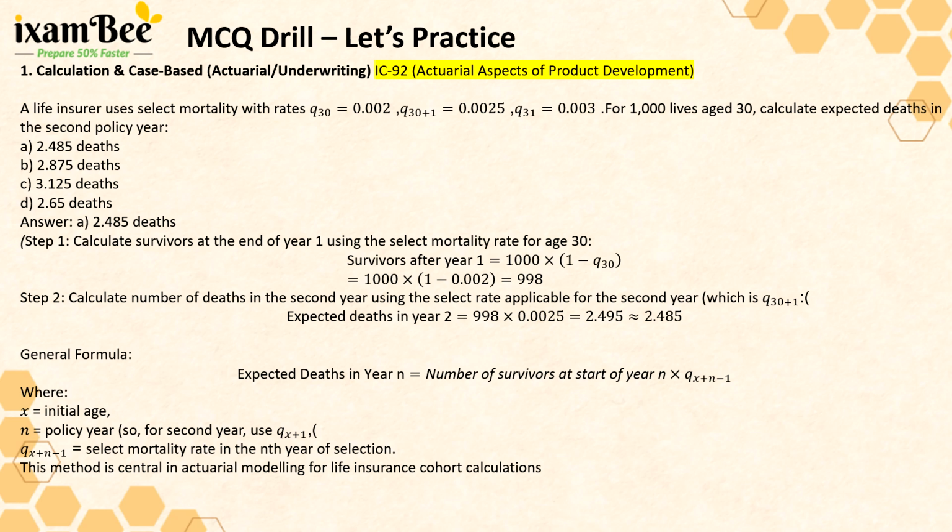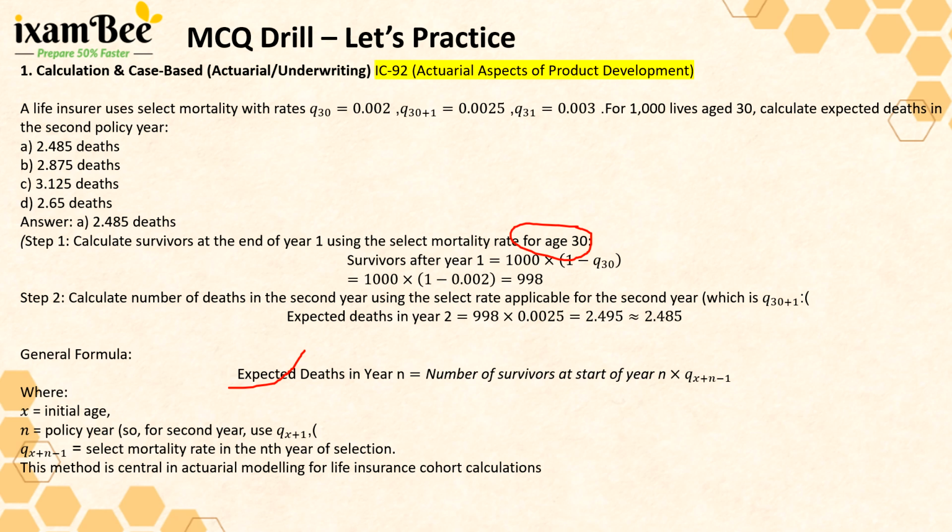So how will we approach this question? First, calculate the survivors after year 1 using the mortality rate for age 30. So here's the formula. Expected deaths in year N is the number of survivors at the start of year N times the rate of X plus N minus 1, where X is the initial age and N is the policy year. So we see that after the first year, the survivors are 998.